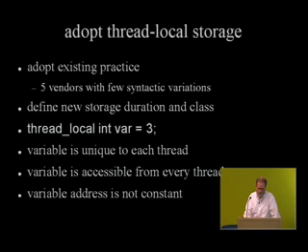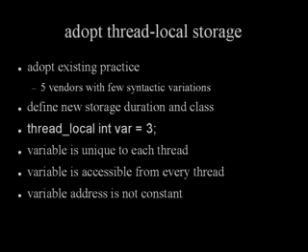The first thing we're going to do, probably the easiest thing, is adopt thread local storage. There's lots of existing practice for this already for POD structures, simple C types. And we do this the same way those compilers did. We introduce a new storage duration and a new storage class keyword. Each variable is unique to its thread, but each variable is accessible from all the other threads. So if you take the address of your thread local storage and you pass that address to some other thread, it can read and write to your variable. And a consequence of this is addresses of thread local storage are not constant. Those are created for each thread.